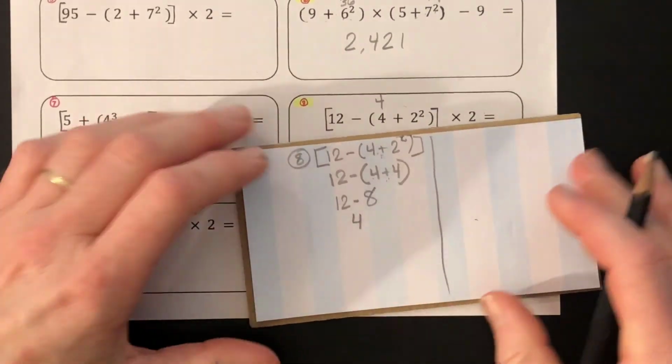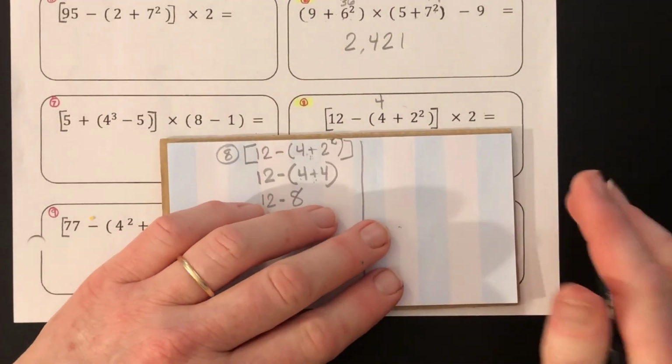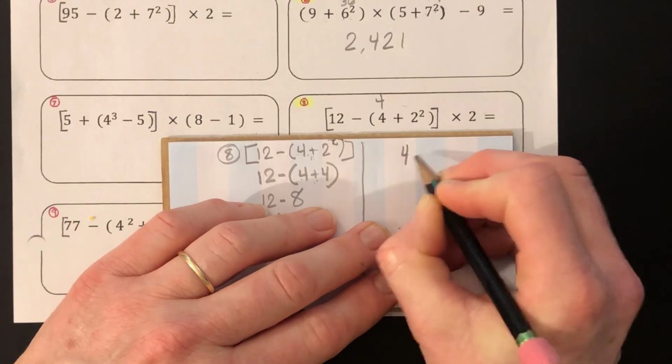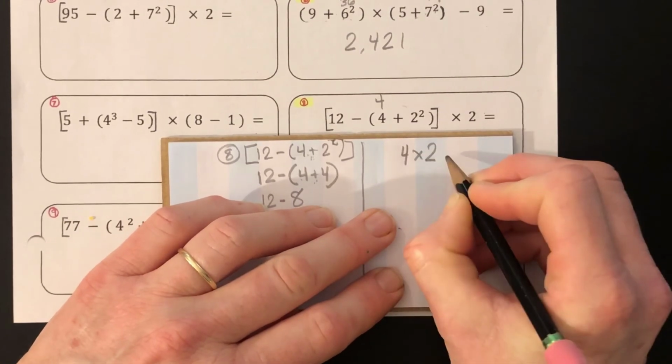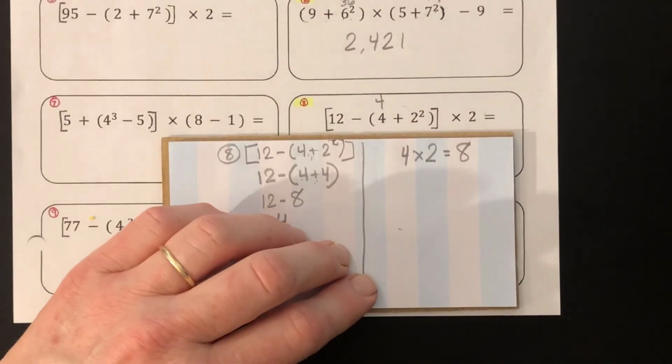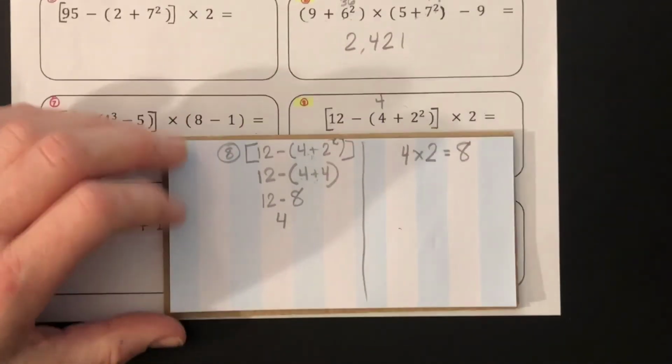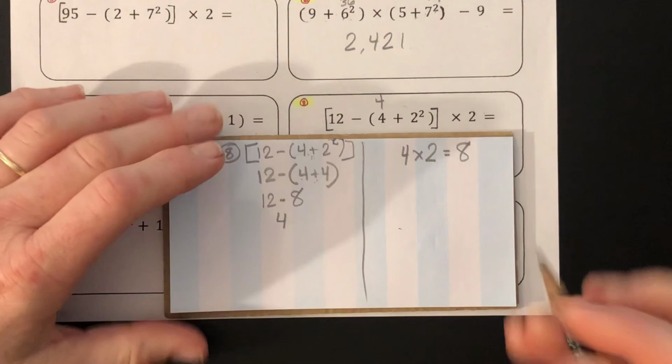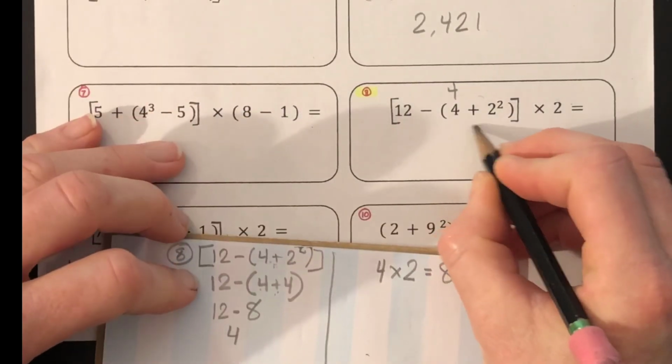So now I'll come over here. Oh, this one's nice and easy. I'm left with 4 times 2. 8. The value of number 8 is 8. Right here.